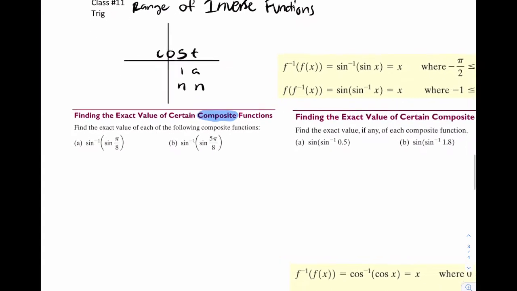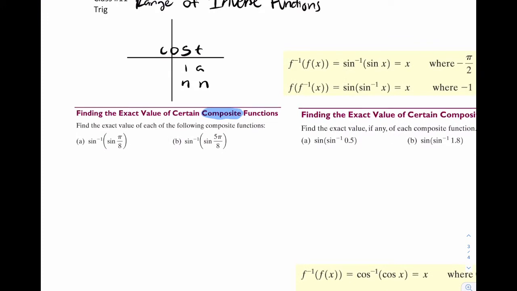So let's go to this first one. Find the exact value of each of the following composite functions. Sine inverse of sine of pi over 8. So your intuition is probably going to tell you just cross this out and write pi over 8. Well, for this one, that is coincidentally the answer. That is not the way to do it. So make sure you do not just do that. It takes a little bit more work.